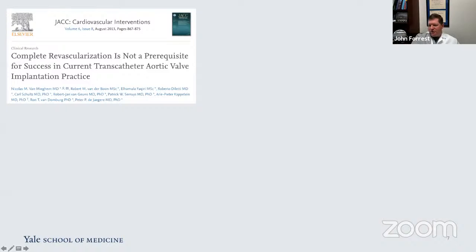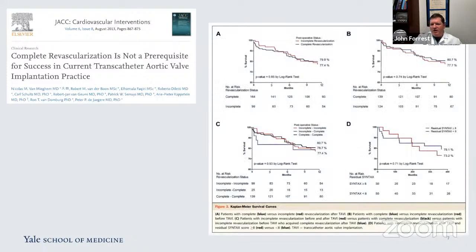What we do know from some early study is that complete revascularization is certainly not a prerequisite for success in patients undergoing TAVR. So this is some work that was done early on by our colleague Nick Van Meegen. And really what he looked at was patients who had, in the red line, either incomplete revascularization or, in the blue line, complete revascularization. And then in boxes C and D here, it was either incomplete before the TAVR and incomplete after, or incomplete before and completing it after. And what he really found is there's not a major difference here, whether there was complete or incomplete, or even if you left coronary disease behind.